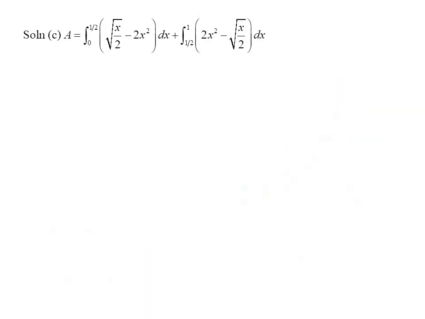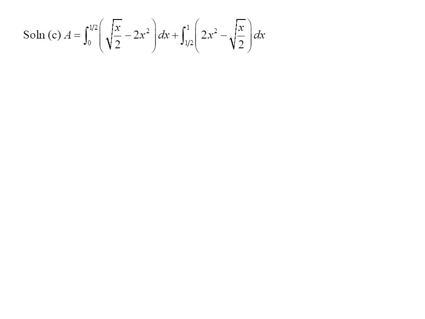Here we continue to work on part C of question 6. The part C is to find the total area of the regions. One is bounded by the function f of x and its inverse function. The other is bounded by f of x, its inverse function, and the line x equals 1.